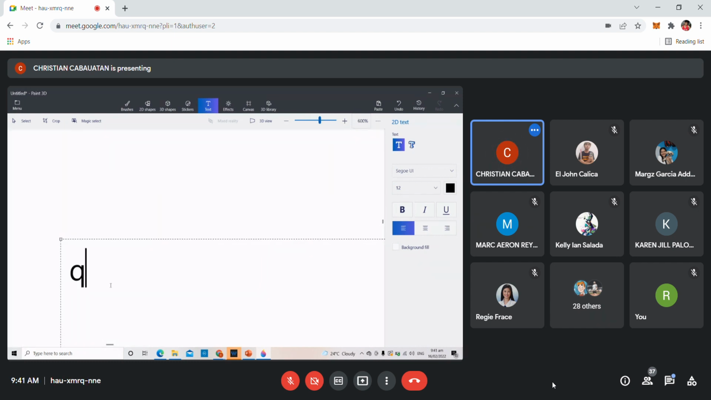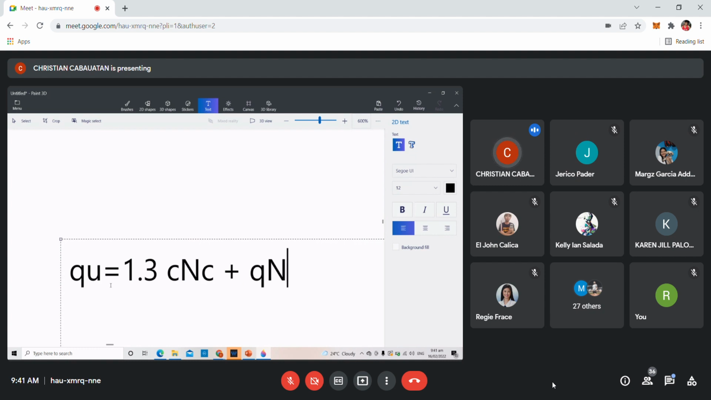Okay. Qu is equal to? Ano yung formula natin na gagamitin natin? 1.3 c Nc plus q Nq, sir. Plus 0.3 ba? 0.4. 0.4.